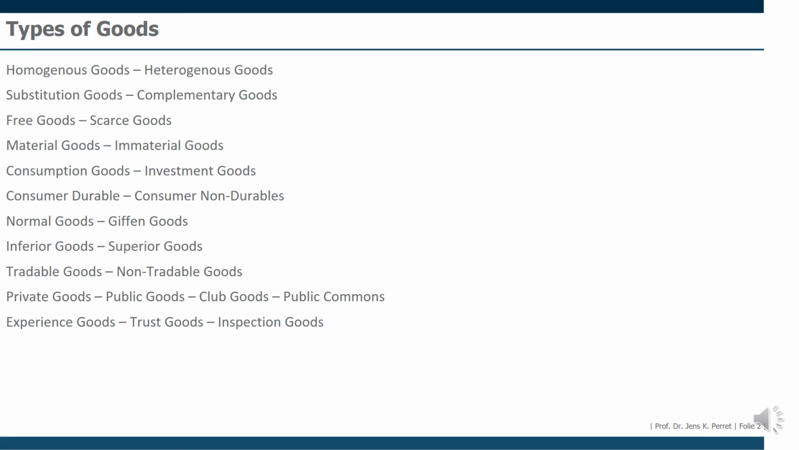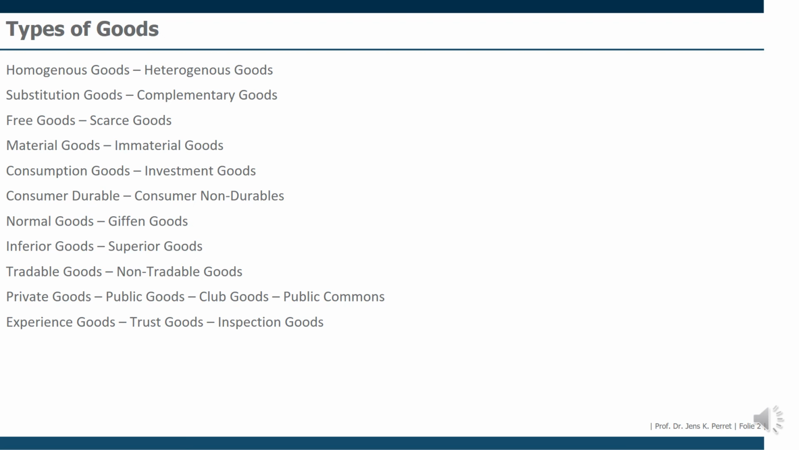We can basically work the other way around with this. Inspection goods. Well, if you're interested in the quality of a good, with inspection goods, you can simply take a look and you know whether this good is good or not. With trust goods, that's a bit harder. Here you first need to consume the good to know something about the quality of the good.